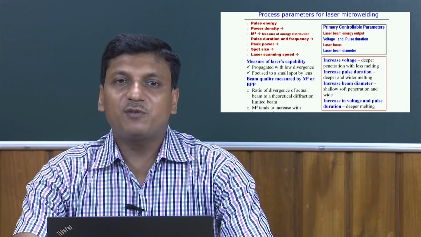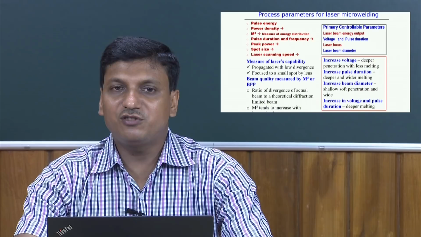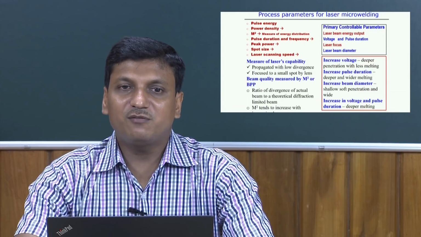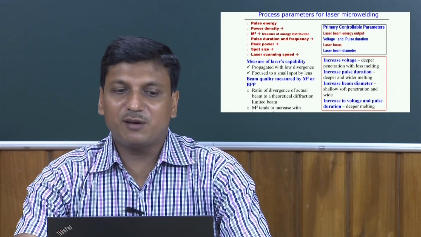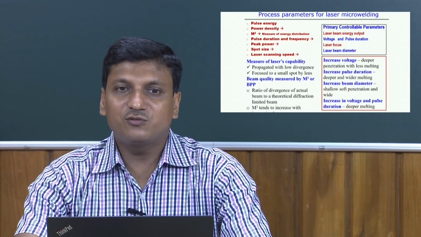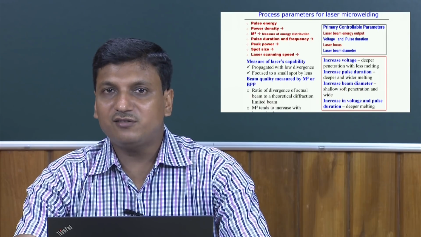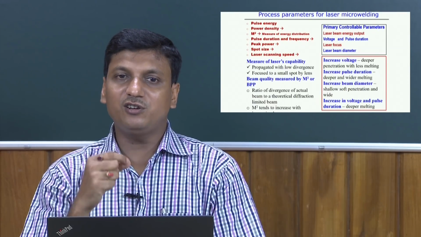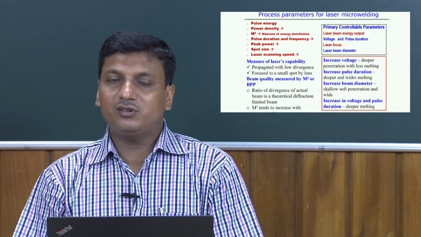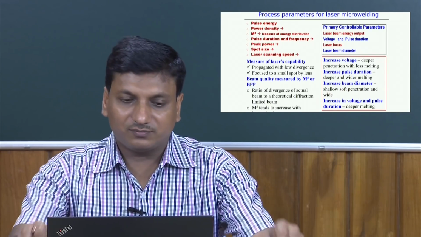Now, apart from all these, process parameters need to be defined in any manufacturing process, not only in welding processes. But the laser beam capability actually depends on how it is propagated with as low a divergence angle as possible, and specifically focused in a very small zone by the lens. These are the two parameters that indicate the laser beam quality.